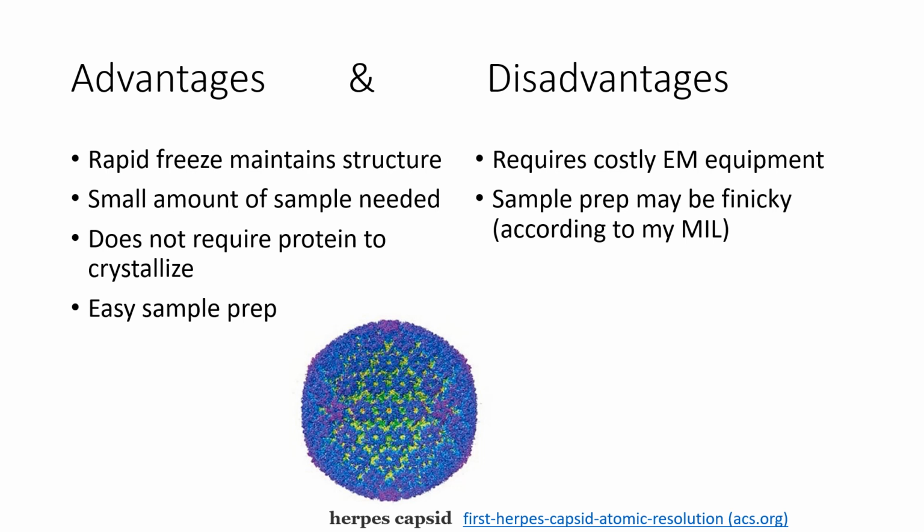Advantages to cryo-EM include the rapid freeze of the structures that maintains their shape in their native conformation. Only small amounts of sample are needed, and it does not require protein to be crystallized. Also, sample prep is supposed to be fairly easy. Disadvantages are largely that the equipment for doing electron microscopy is very costly, and according to my mother-in-law, who was a microscopist while she was working, sample prep can actually be kind of finicky.